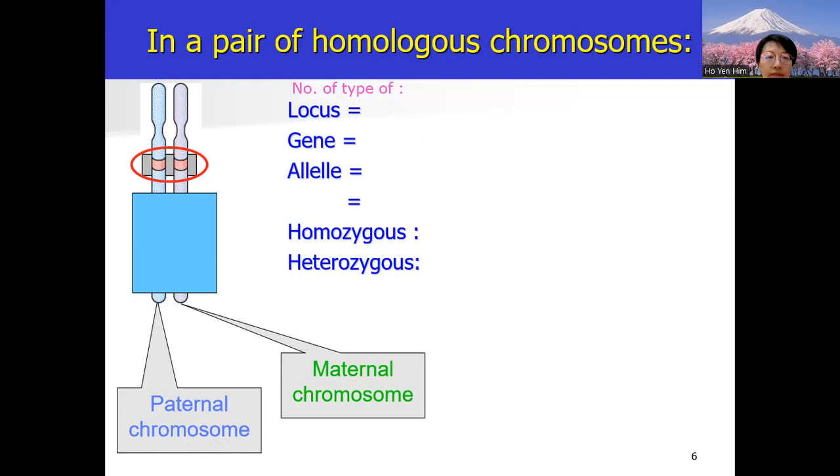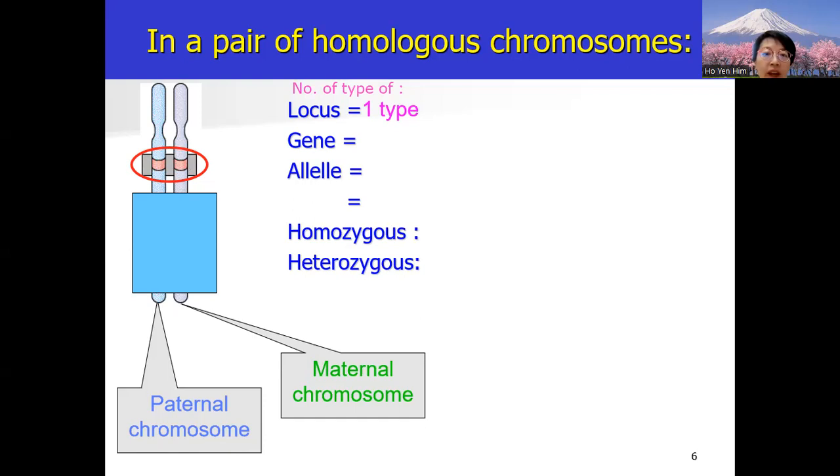Clarice? Yes, they are the same locus, right? So how many types of locus do we have here for this pair? One type, right? Because same position. So how many types of genes? Thank you, Clarice. How many types of genes do we have here then? Qiao Yi? Are these 2 genes the same type or different type of gene? Same.